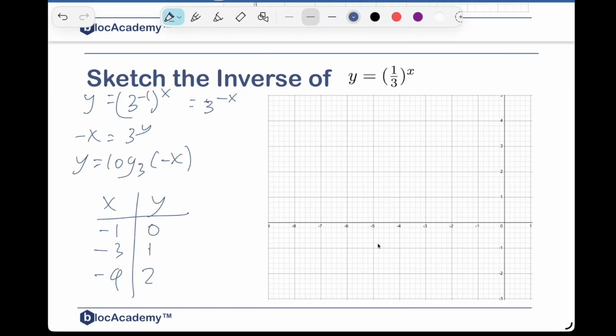So let's plot our points. This is going to be 2. This is going to be 1. And this means 0. And there we have it. This is a basic way to really just understand how to graph logarithms.